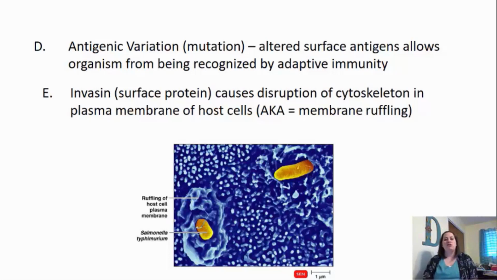We also see invasins. These are surface proteins used to disrupt the cytoskeleton in the plasma membrane of a host cell. This actually causes their membrane to start to ruffle, which you can see here in this picture. This ruffling allows them to have greater attachment and greater access to the cell.